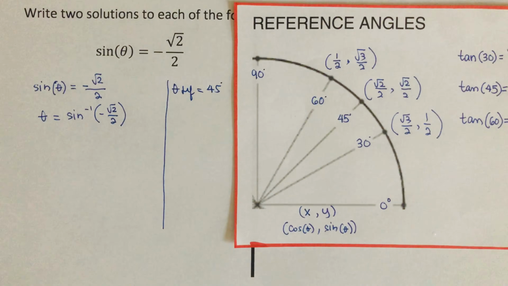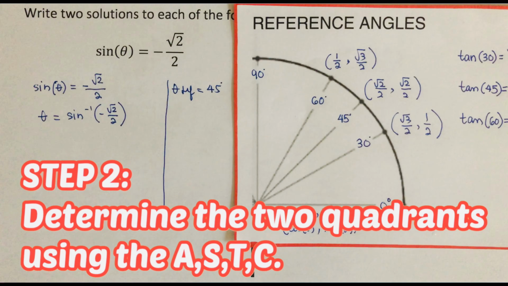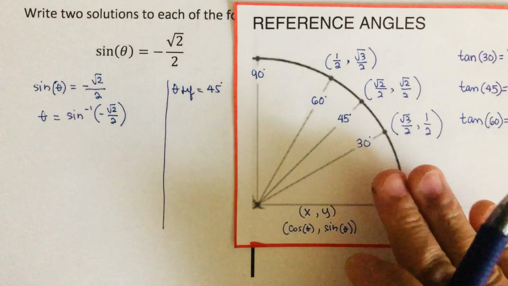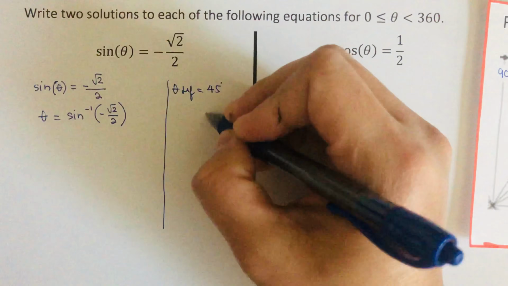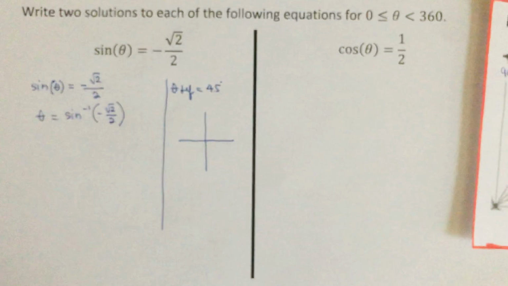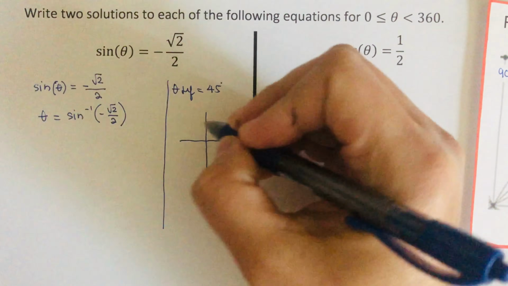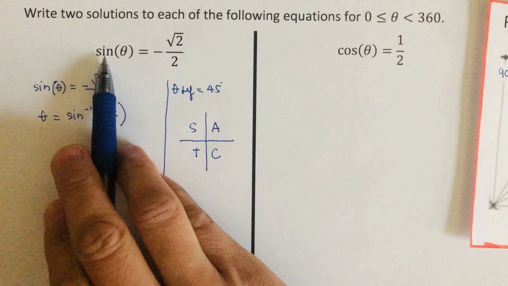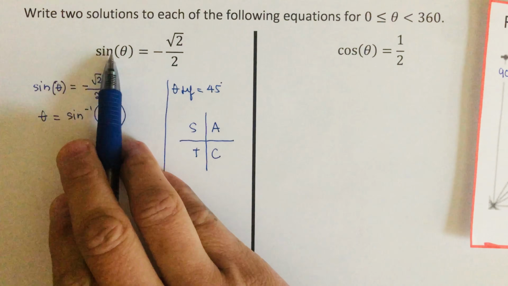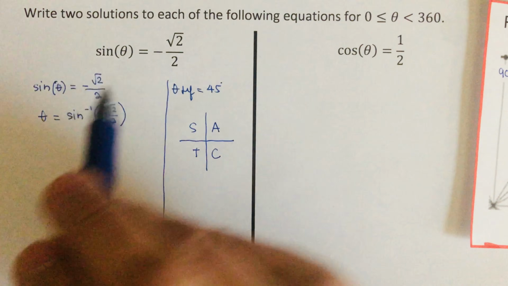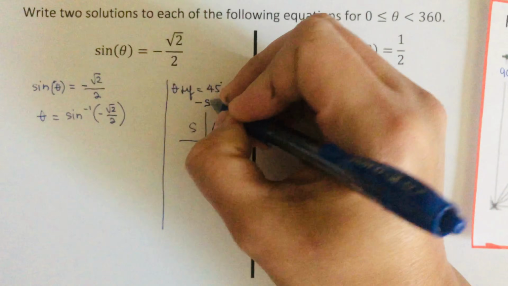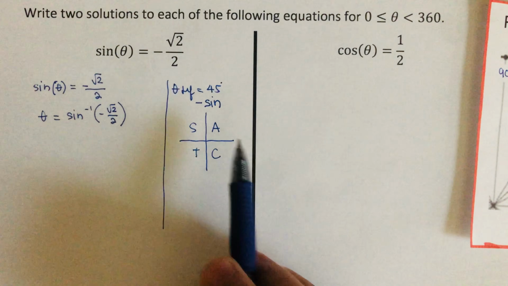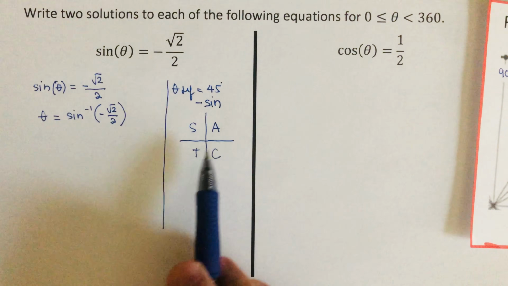Now, after we determine the reference angle, we move on to the second step. The second step is to determine the quadrant using the acronym that I gave you in the other videos: All Students Take Calculus. So I'm going to write the quadrants here. Now, please remember that we are looking for a negative sign because the value here is negative and we're looking for sine. So I will write this as negative sine right there. So we will look for that negative sine value on these four quadrants.